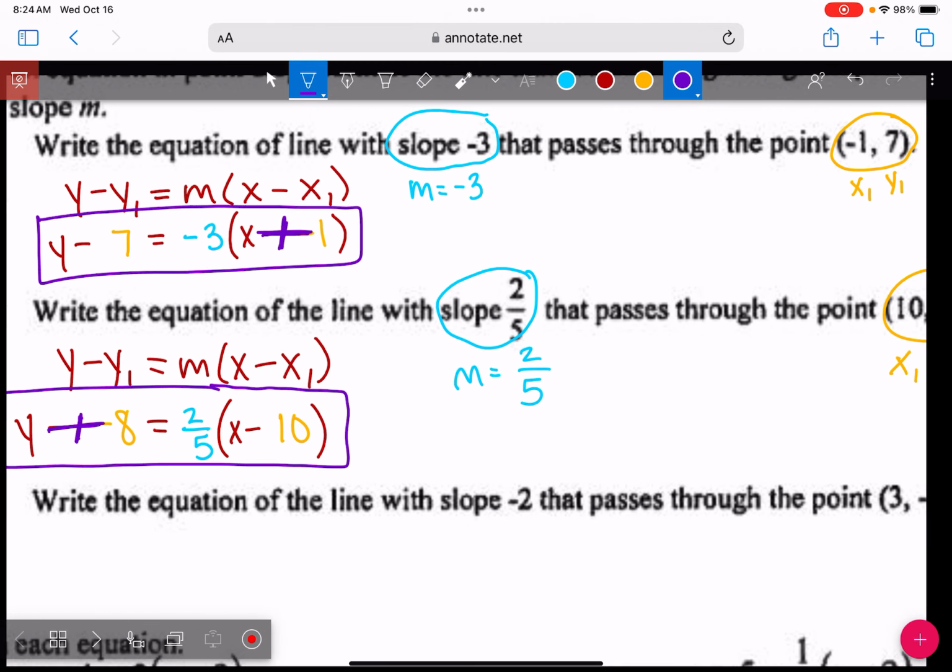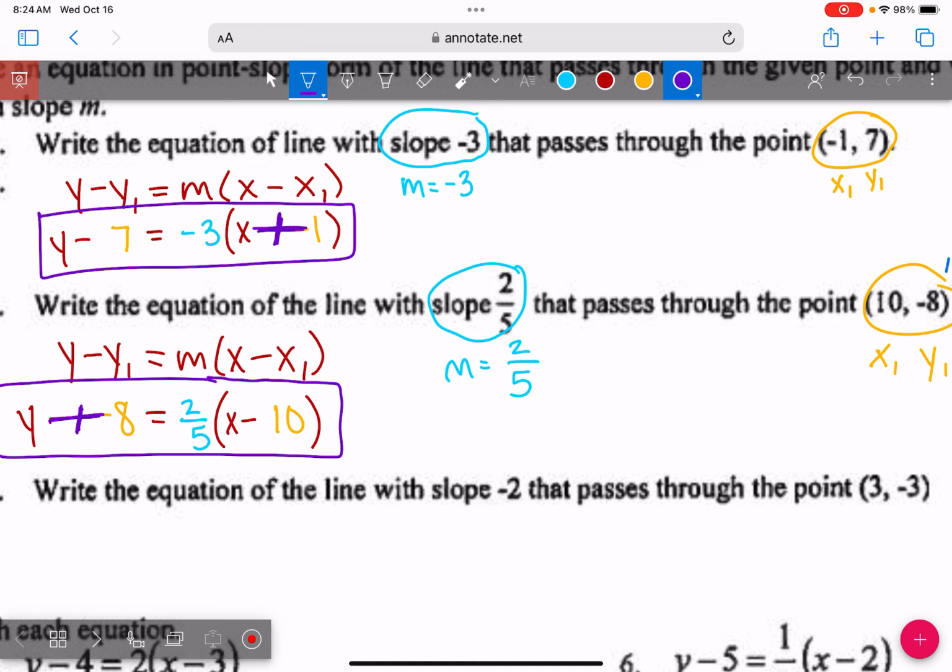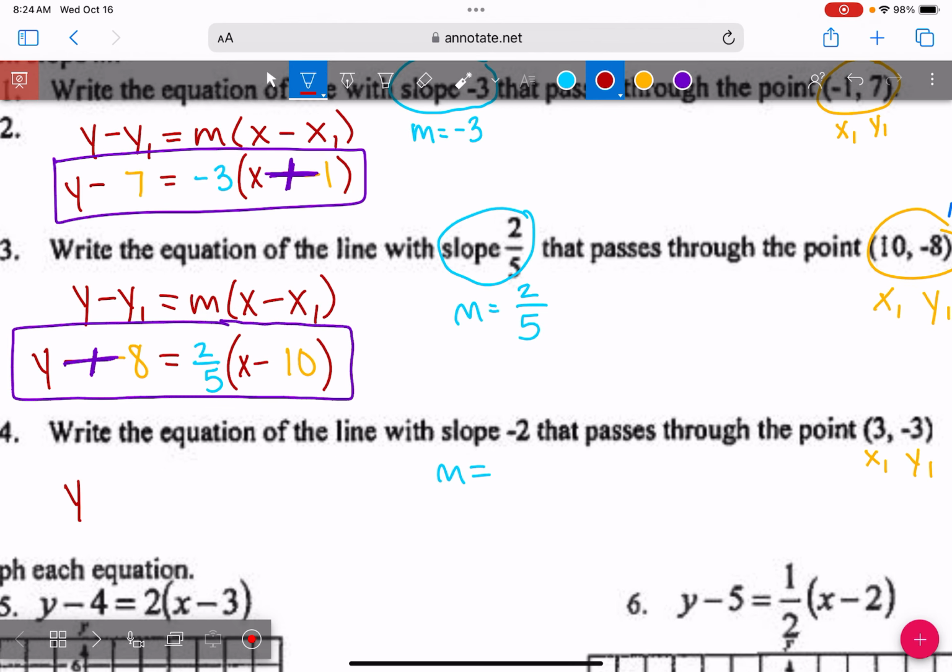All right, I want you to try number 4 here. So identify your slope, and identify and label your points, and then go ahead and plug it in. When you're done, your answer should be y plus 3 equals -2, x minus 3, if you did that correctly.